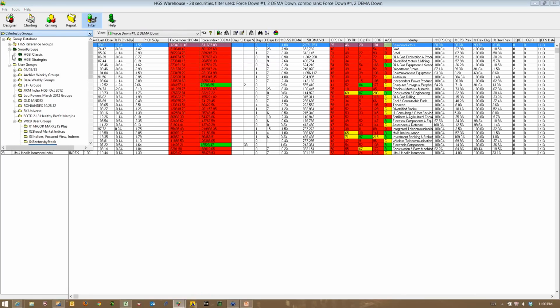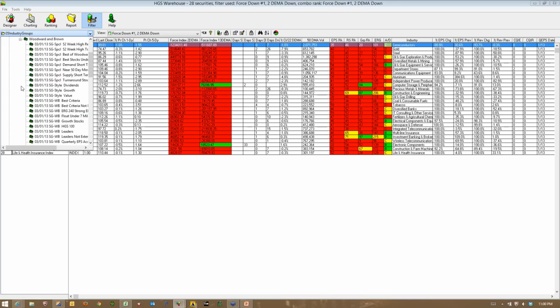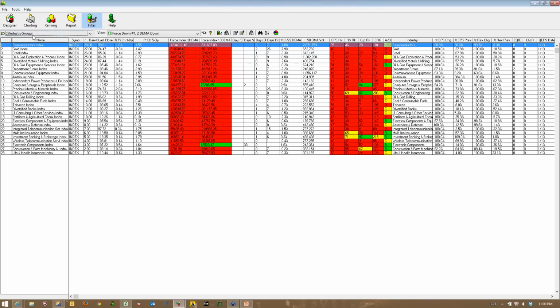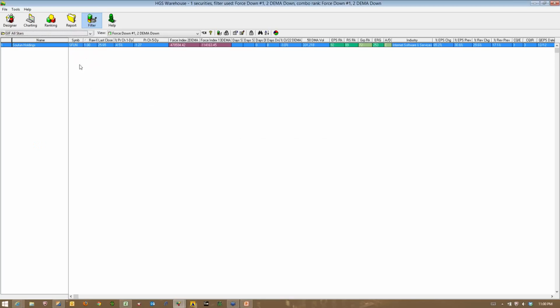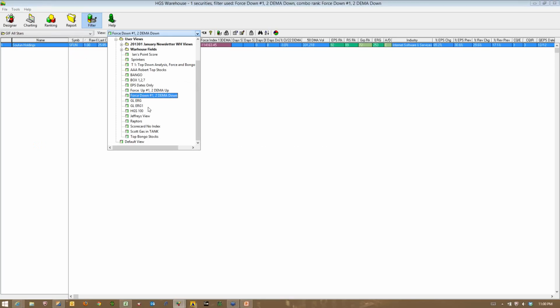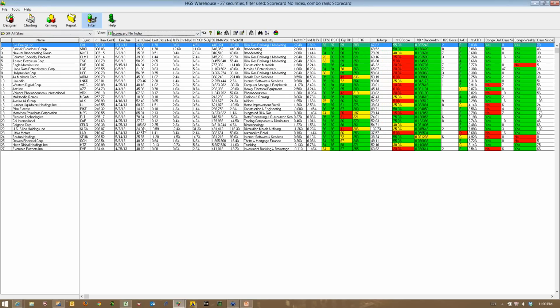And under smart groups, there are a number of these strategies, whether they're pocket pivots, whether they are best criteria, ERG 240, growth stocks. So I do my own little group inclusion filter, and I call it my GIF All-Stars. And I looked at the top 30 stocks that met my list. And these are some of the stocks right here. So let me see if there's anything here that I might want to add.